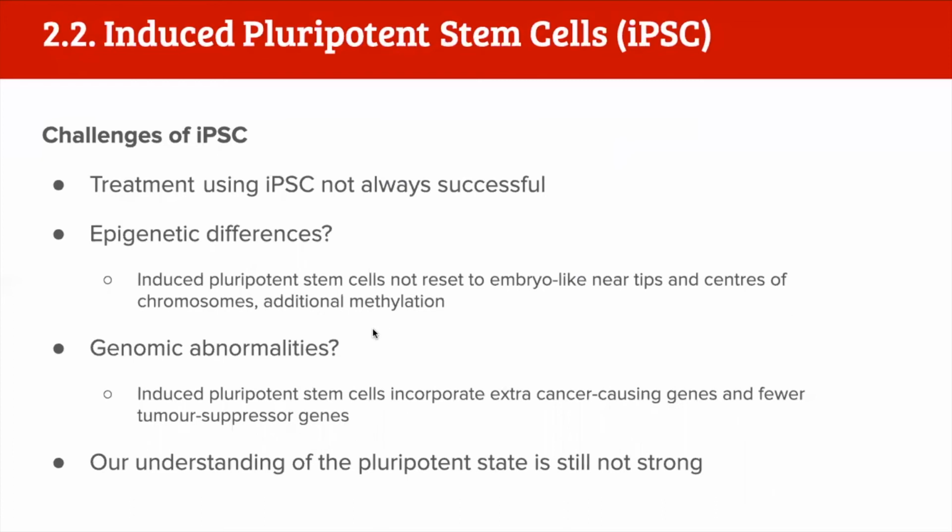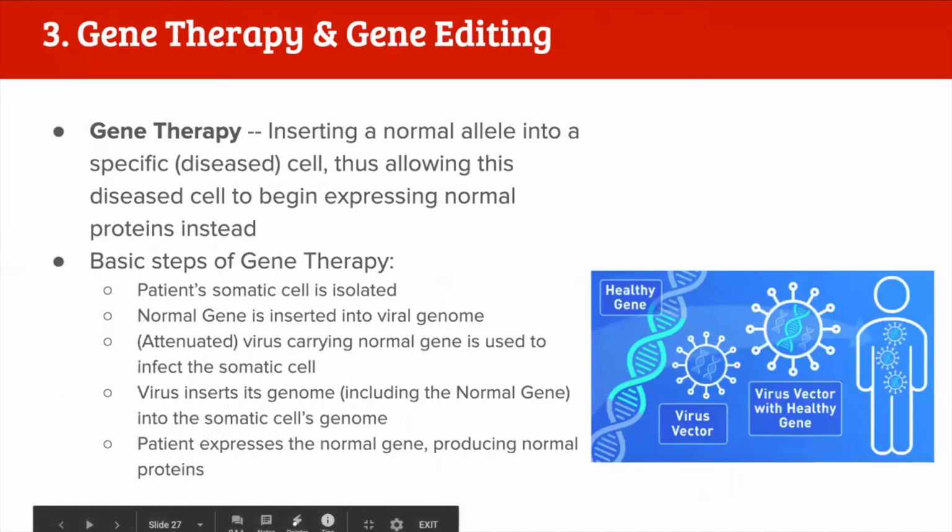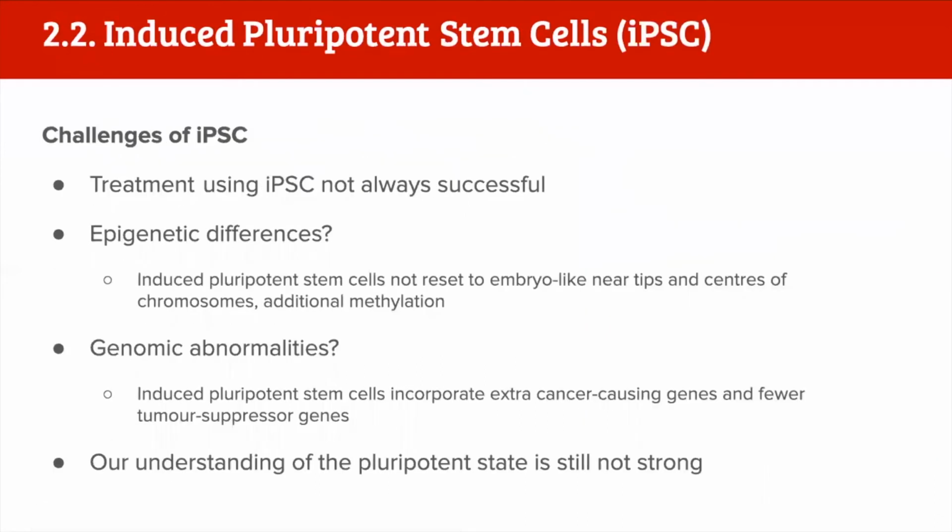There's also genomic abnormalities. So iPSCs can incorporate extra cancer-causing genes and fewer tumor-suppressing genes. So you can imagine that would be another concern of using iPSCs. So finally, our understanding of the pluripotent state is still not strong. So all of this is very new kind of territory for us. And yeah, that's it for therapeutic cloning.